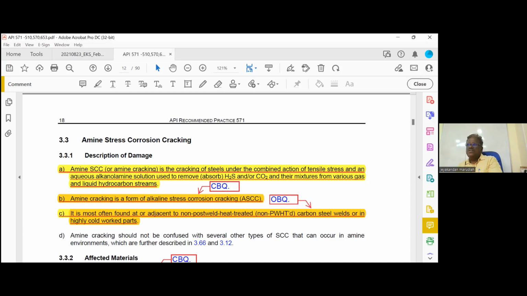Then how to prepare the surface? You have to go for grit blasting, or you have to use high pressure water, or you can go for polishing.